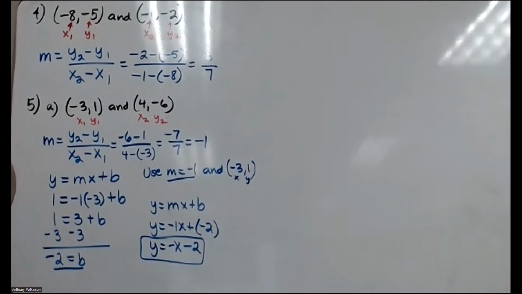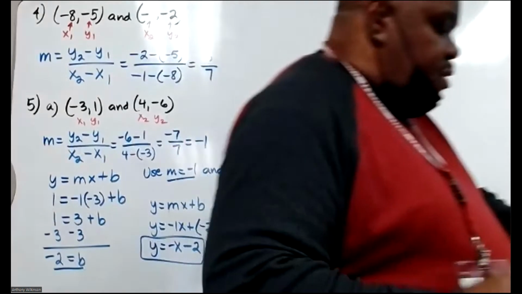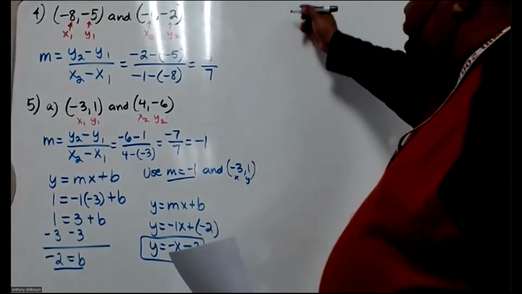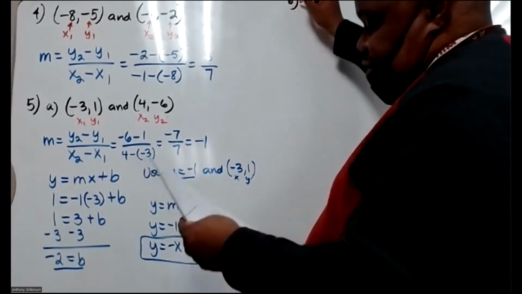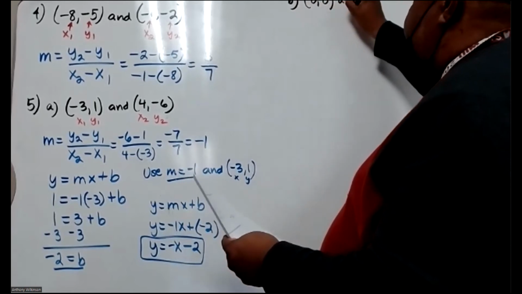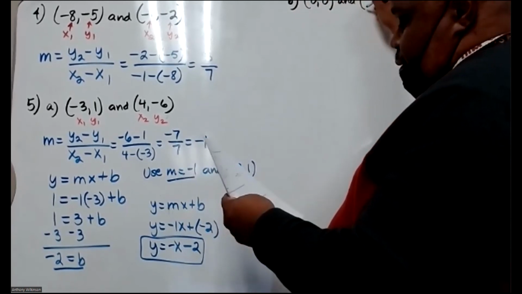Questions on part A? I know that's going to be a lot to try to digest, but let me go ahead and do part B. Because notice one of the ordered pairs is 0, 0. That's going to help a lot when I come up with the equation of the line going through those two points, 0, 0 and 4, 5.